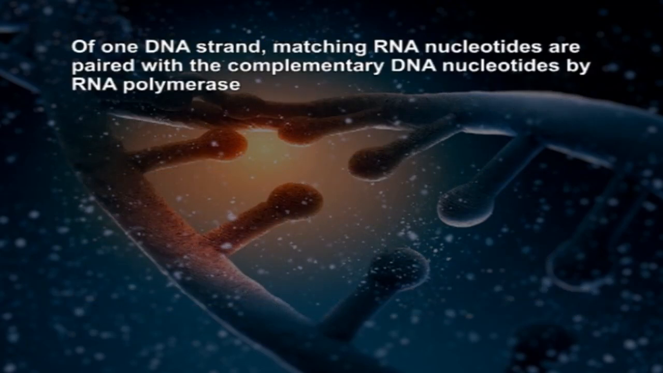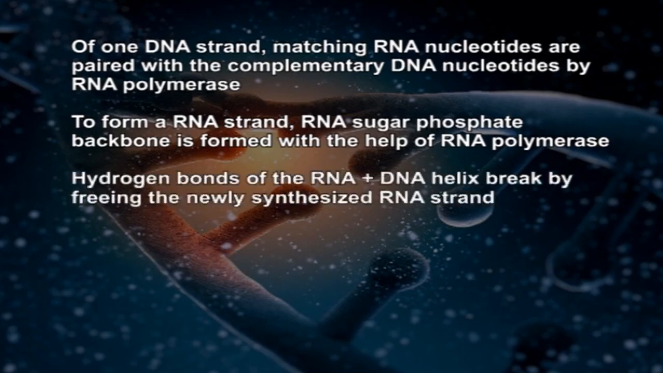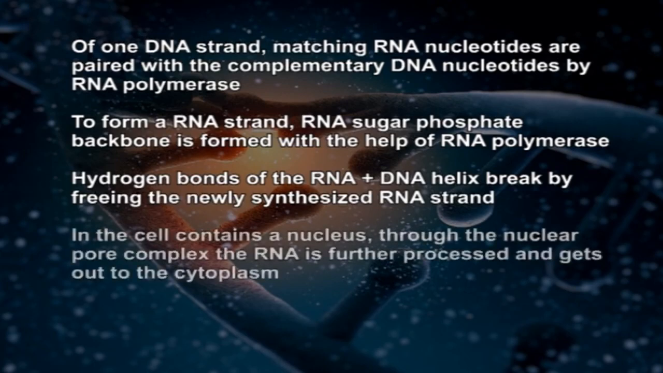On one DNA strand, matching RNA nucleotides are paired with the complementary DNA nucleotides by RNA polymerase. To form an RNA strand, the RNA sugar phosphate backbone is formed with the help of RNA polymerase. Hydrogen bonds of the RNA and DNA helix break, freeing the newly synthesized RNA strand. In a cell that contains a nucleus, through the nuclear pore complex, the RNA is further processed and gets out into the cytoplasm.